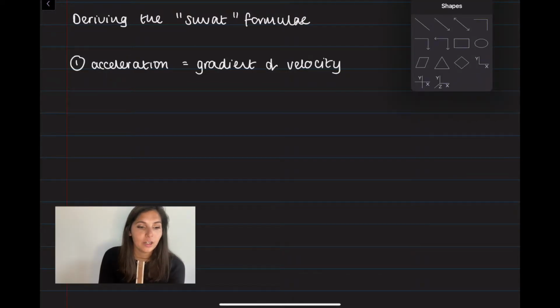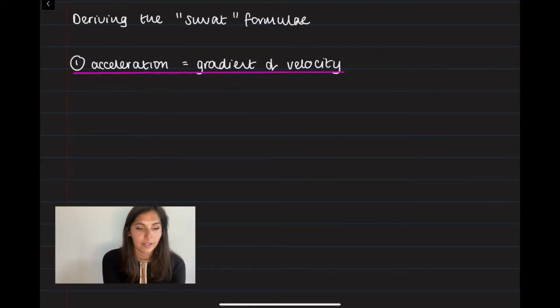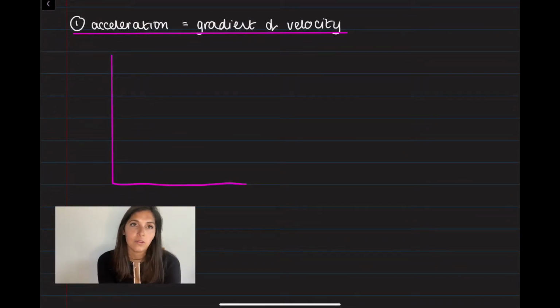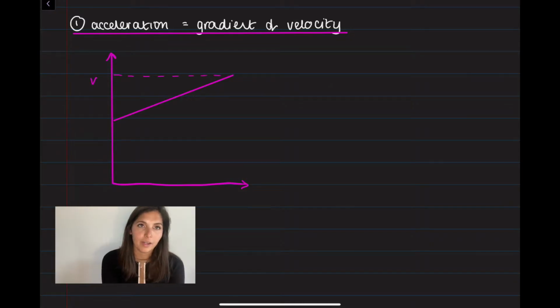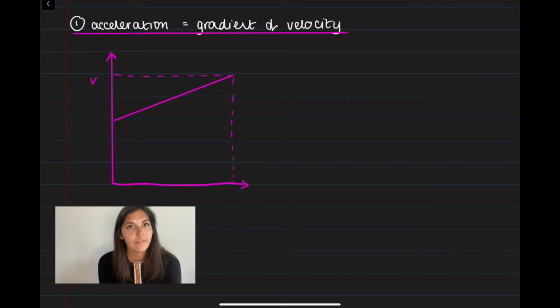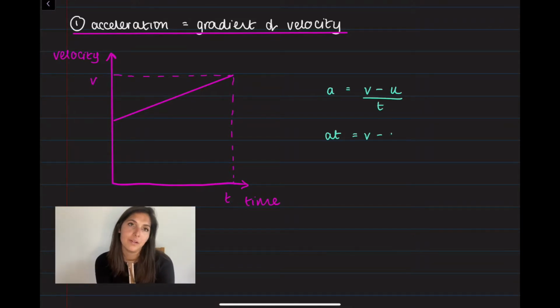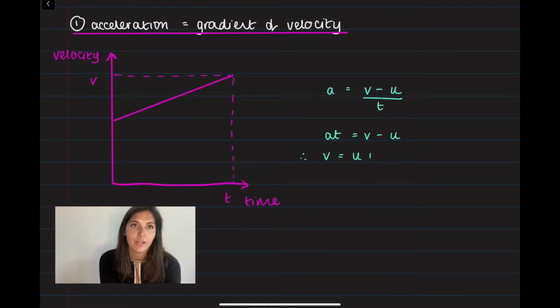First we need to look at acceleration being the gradient of velocity. If I have a velocity time graph and I've got constant acceleration, that's going to be a straight line. And I know that acceleration is going to be the gradient of that graph. So if I have an initial velocity u and a final velocity v, then the gradient is going to be the difference, so v minus u divided by t. So I get that a is equal to v minus u over t, and then I can rearrange that to give me my SUVAT equation.